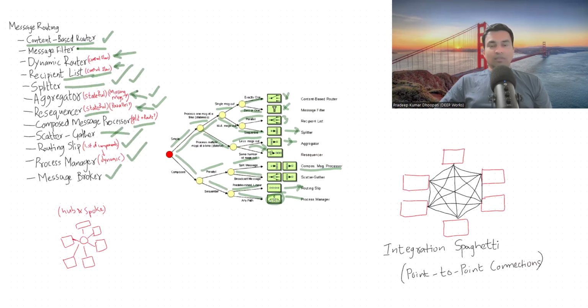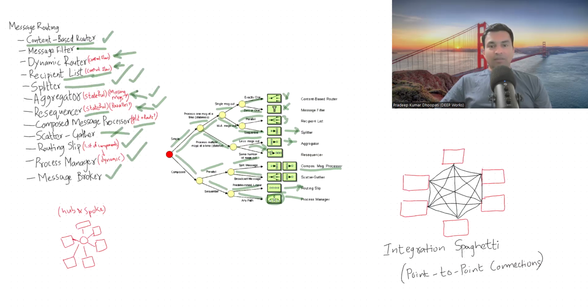Then comes the scatter gather, which is again a bulk message which will be split or scattered into individual messages and sent to different receivers. And then again, at the end, you have to gather all the messages that were processed and sent to the downstream consumer. That is gather.